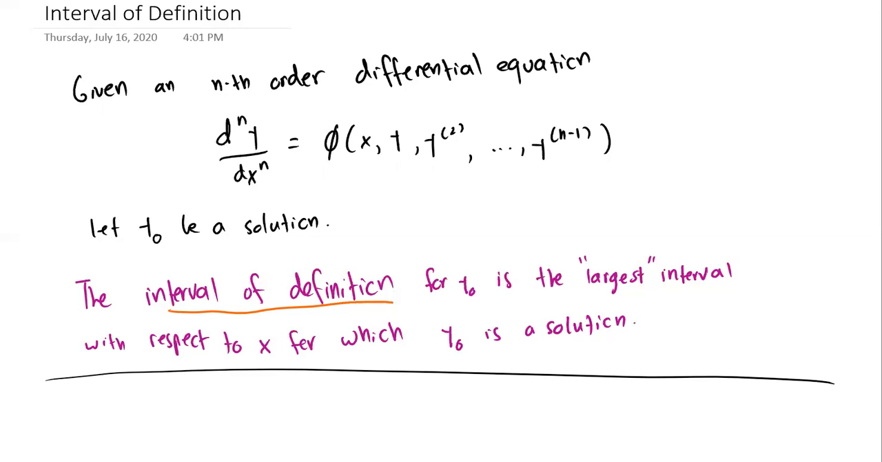To make this more precise, given an nth order differential equation, not necessarily linear, I mentioned before that it has this form. Let y naught, or y sub 0, be any solution to this differential equation. The interval of definition for y naught is the largest interval for which this function is a solution. I put largest in parentheses because in class we most of the time want to use the largest interval for which this function is a solution.